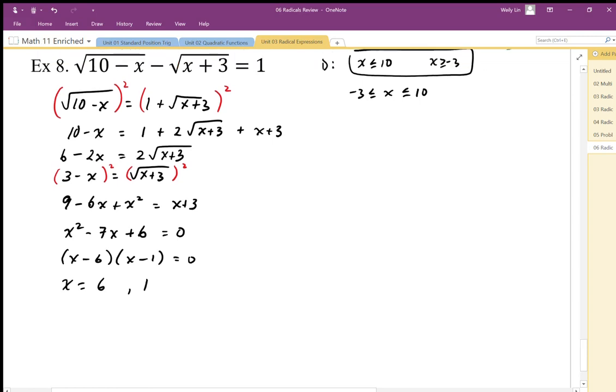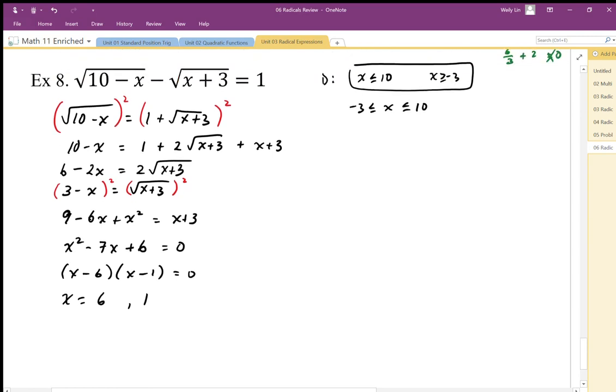Okay, so we're going to, again, we can't rely on our inside domain only. So we actually have to test these. Okay, with the double square root equations, we have to test. So x equals 6. We're going to end up with 10 minus 6 minus 6 plus 3 equals 1. 2 minus 3 equals 1. That's not true. That's extraneous. Okay, so that's an extraneous solution.